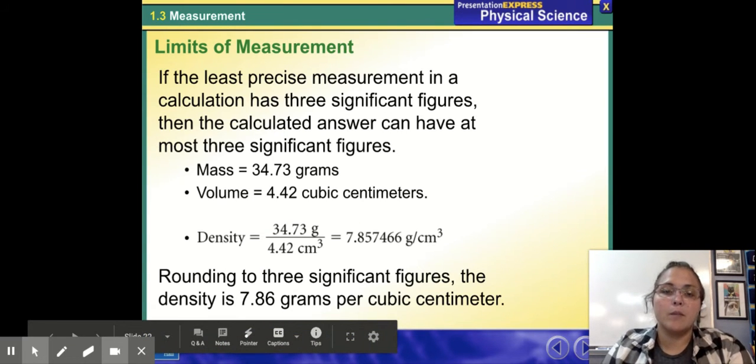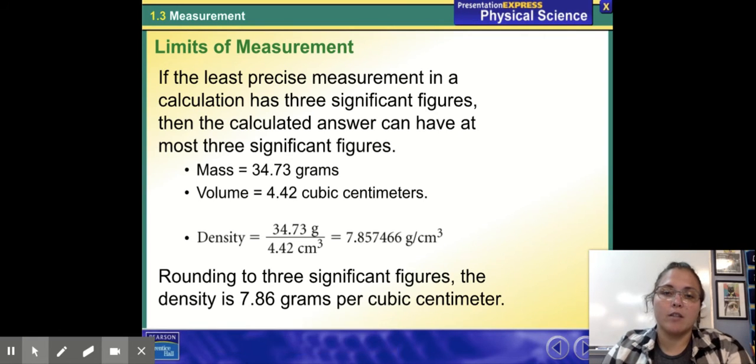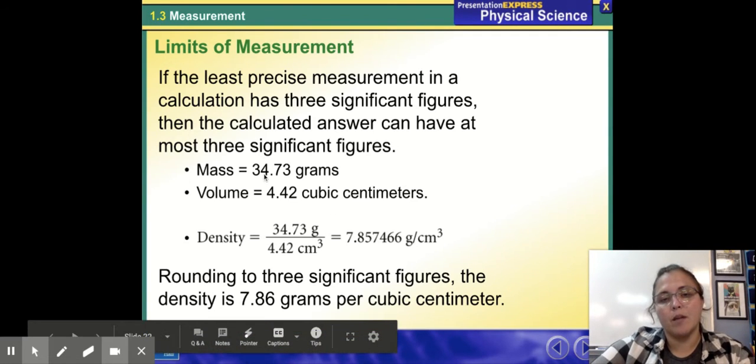If the least precise measurement in a calculation has 3 significant figures, then the calculated answer can have at most 3 significant figures. And here's an example. This one has 4, this one has 3, so when we calculate with it, we have to round at 3 significant figures.